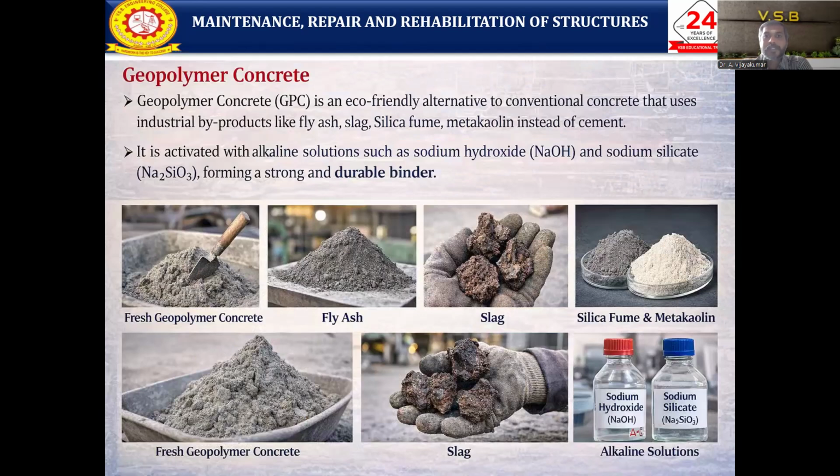Okay. The next special type of concrete is geopolymer concrete. It is eco-friendly concrete, an alternative to conventional concrete, using various industrial byproducts such as fly ash, slag, silica fume or metakaolin. These are industrial byproducts that we can use in place of cement in concrete. It is activated with an alkaline solution such as sodium hydroxide and sodium silicate, forming a strong and durable binder for the geopolymer concrete.